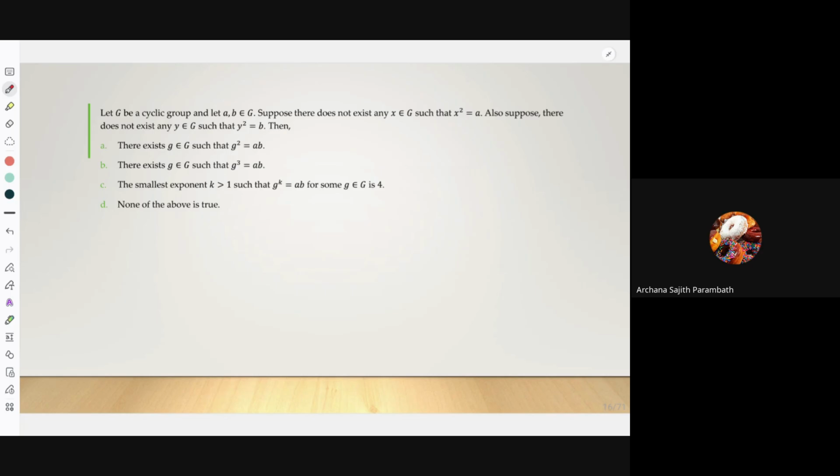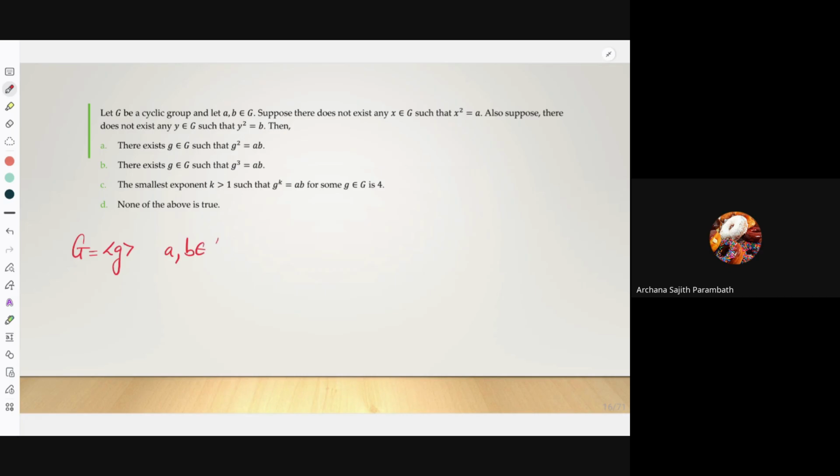So let's go with each term one by one. First thing we have is G is cyclic. So let G be generated by g. Right? This is the first thing we have. What's the next thing we have? A and B are in G, sorry.